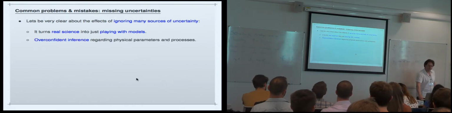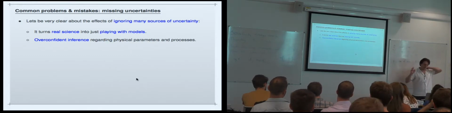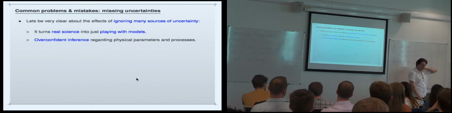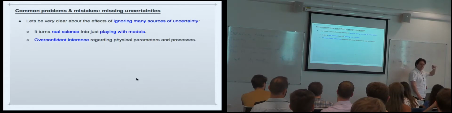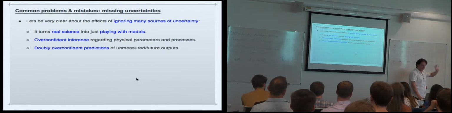So more specifically, overconfident inference. We saw an example of that this morning and previously. So overconfident inference regarding physical parameters and processes. You become more sure about the wrong thing. So Tim showed examples of that with some of his posterior distributions when he hadn't included the noise in the solver. Okay, but that's just one particular example. There's many cases of this.